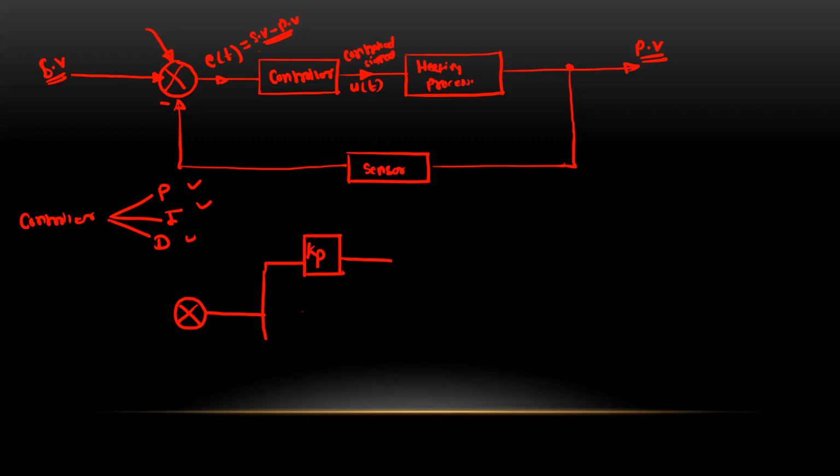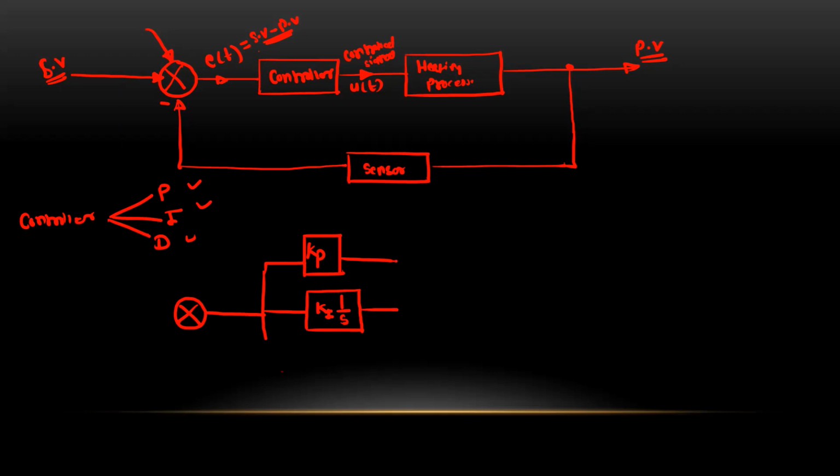Then we have the integral action. The integral will integrate the error signal and then generate the control signal. So we have the integral action like this, Ki times 1 upon s. In the Laplace domain, 1 upon s represents the integration, and it will generate the control output.